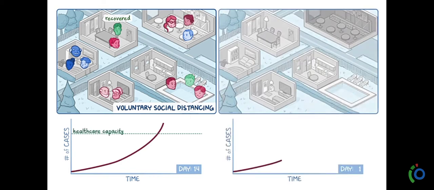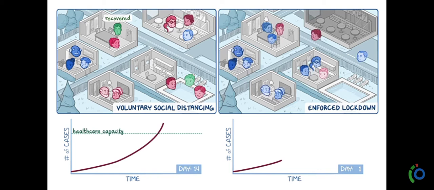In option two, there's an enforced lockdown, with absolutely everyone confined to their home. If that were to happen, the virus could spread to household contacts, but after that, the transmission would abruptly end. As these infected people recover, with no access to new hosts, the virus basically has no place to go. And within 2 weeks, the number of new cases starts to fall.